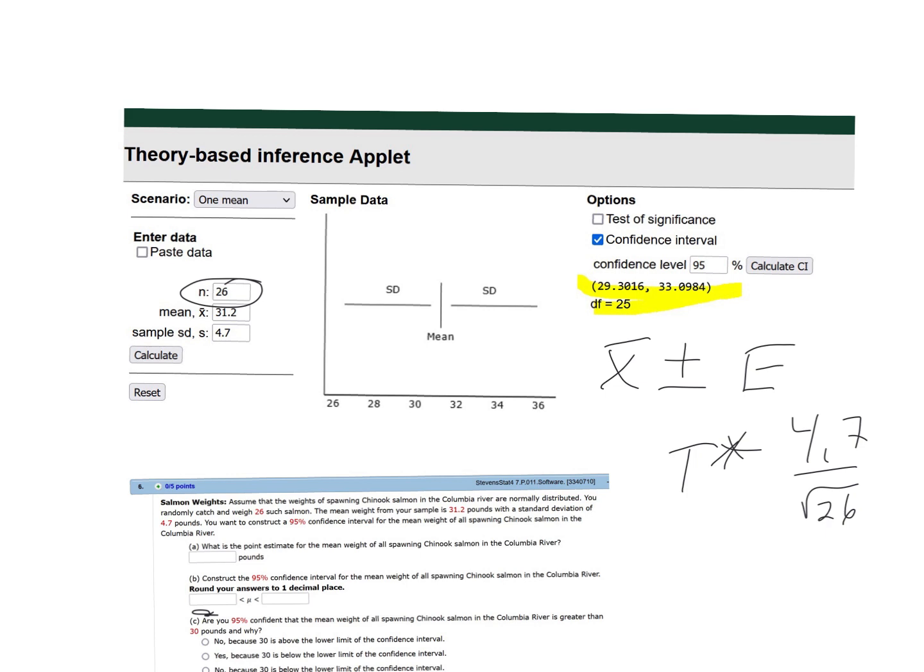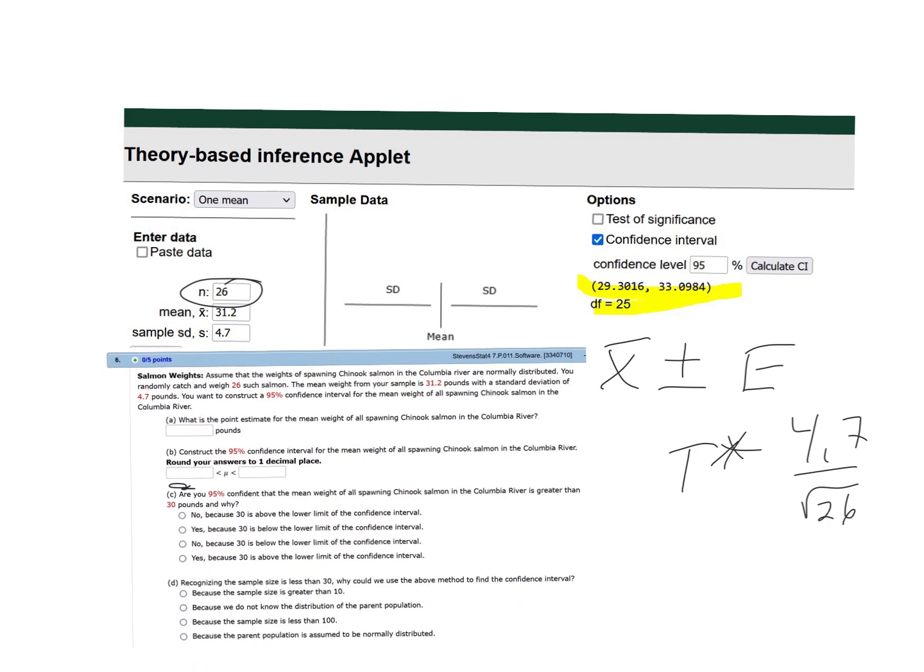Okay? And then they ask us this last question. Recognizing that the sample size is less than 30, remember, the central limit theorem says if you get a sample size of 30 or more, we can do it, but you see how it says the spawning Chinook salmon weights are normally distributed. So because it's normally distributed, we can use sample sizes smaller than 30 and still come up with a really good estimate.